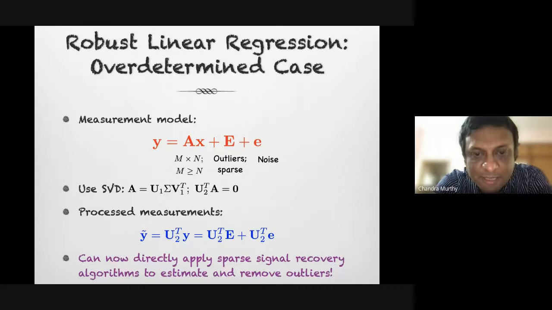Now we can directly apply sparse signal recovery techniques with U2 transpose as the measurement matrix to first recover E. Once we've recovered E, we can subtract E from y. Then you are back to a y equals A x plus small e type of model, where the goal is linear regression, and you can recover x from that. So again, sparse signal recovery can be useful for robust linear regression in the overdetermined case when your observations are corrupted by sparse outliers.